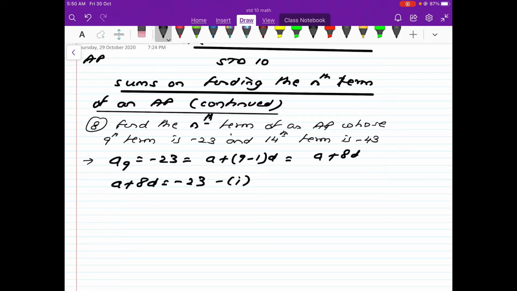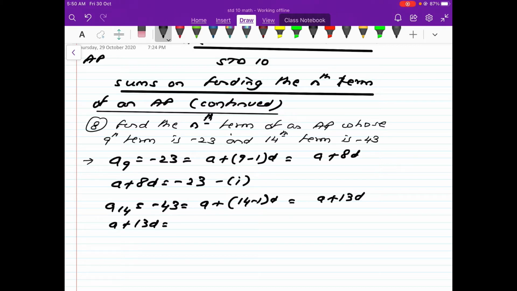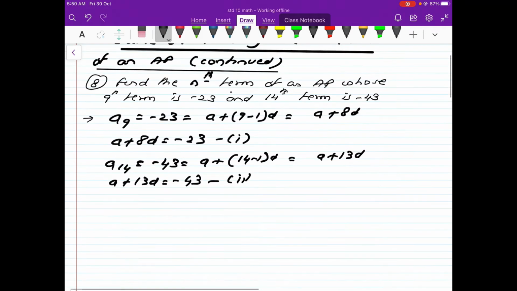Now for the second one, the 14th term, A14, is given to us as minus 43. Again the same thing, it is 14 minus 1 into d. We know neither a nor d, so we are generating two statements. So this is a plus 13d. I will write my second statement as a plus 13d is equal to minus 43. Now remember, we have two statements. This can be compared to a linear equation in two variables because there are two variables.